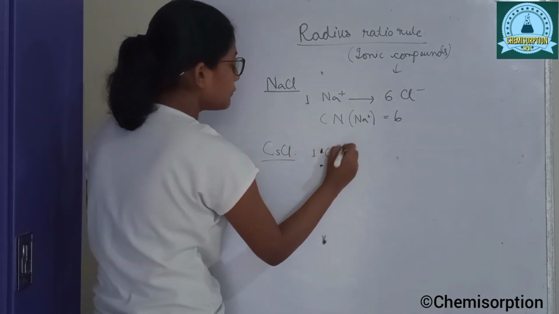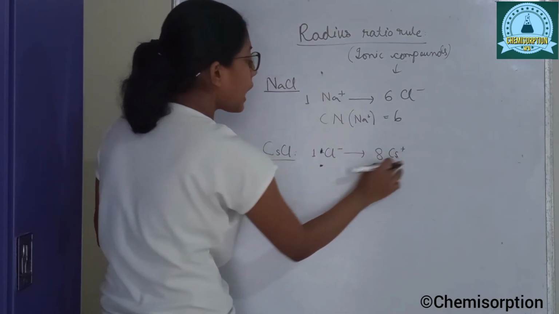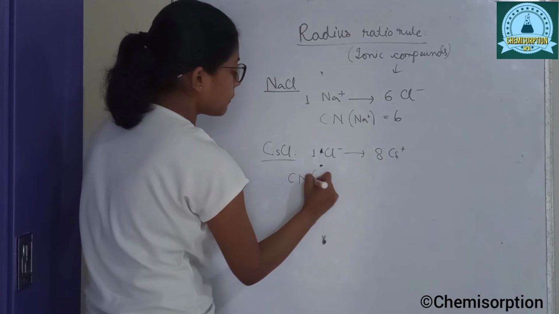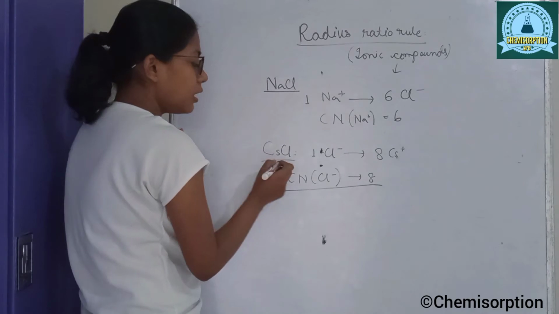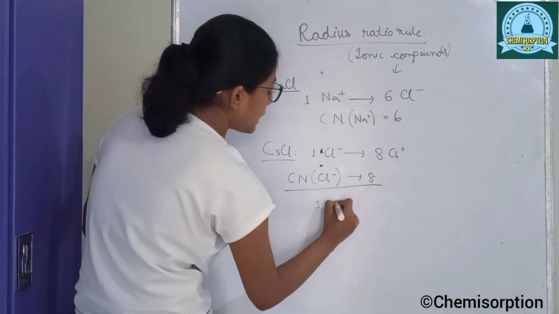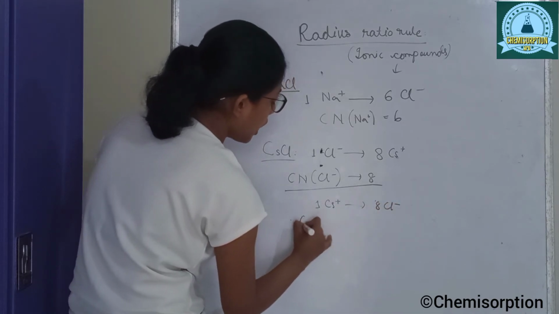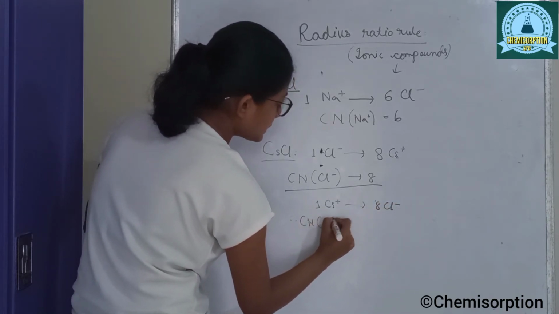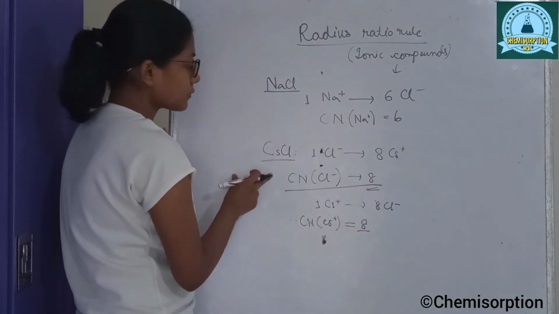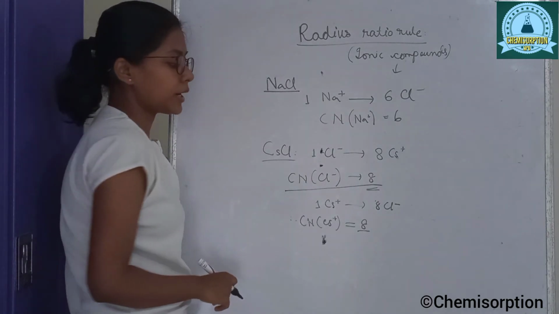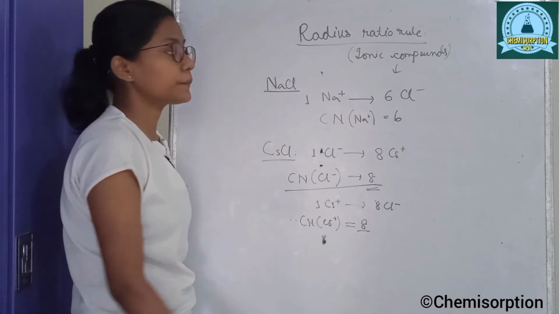Similarly in cesium chloride, suppose we are going to find out the coordination number of chloride, then one chloride in cesium chloride is surrounded by 8 cesium ions. Therefore coordination number for chloride in this case is 8. And also one cesium is surrounded by 8 chloride ions in this case. Therefore coordination number of cesium is equal to 8. This is called coordination number, and we can find out the coordination number using the radius ratio rule.